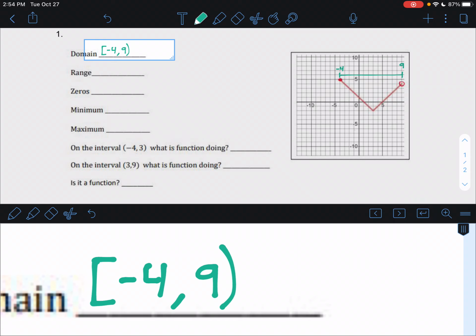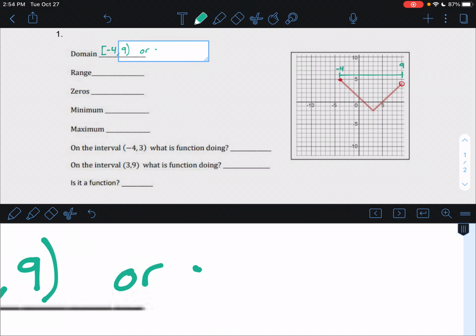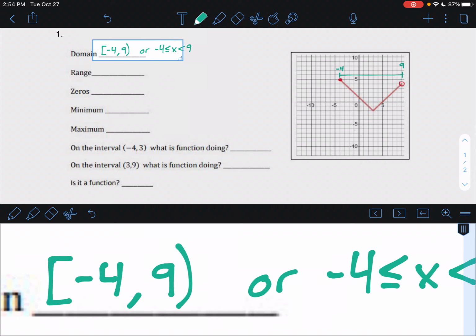So this is one way you could write the domain, or another way you could write it would be -4 is less than or equal to x, which is less than 9. Less than or equal to because it can equal -4, and less than because it can't equal 9. So either one of these answers would be acceptable. You don't have to put both, just one.